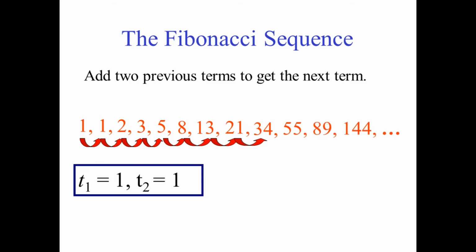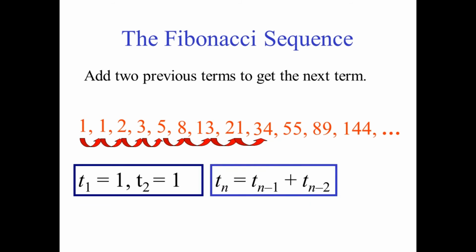Here it is defined recursively, using the 2 parts as always, knocking over the first 2 dominoes because they don't have neighbors on the left. T sub 1 is 1, T sub 2 is 1, and T sub n is the previous term plus the one that came before that.